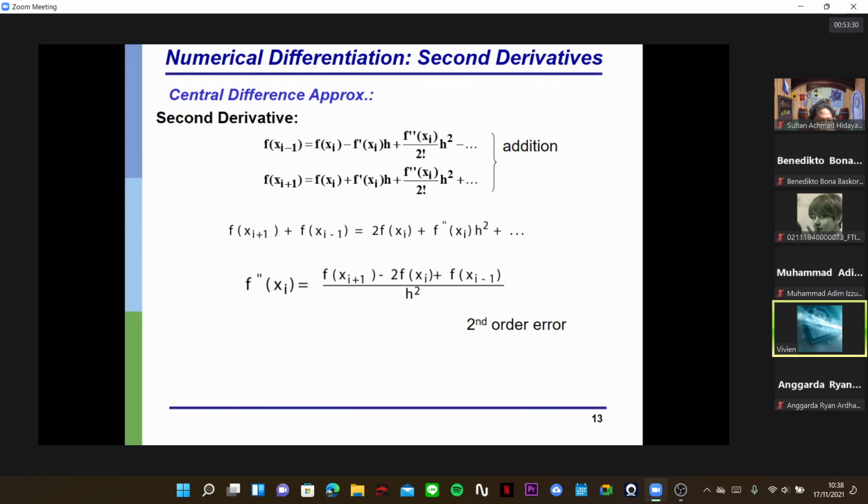Next is the scheme. What about the scheme? Which one is the best? In this case, we see that central difference is the best because it's higher order. Now, to define which one is the best, to make it fair, we should compare it apple to apple.